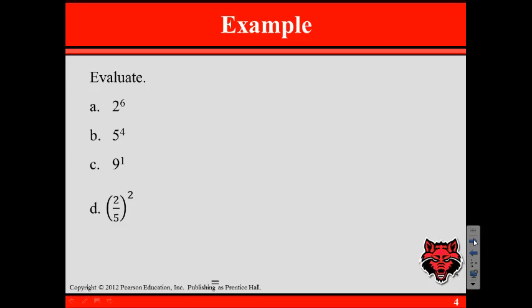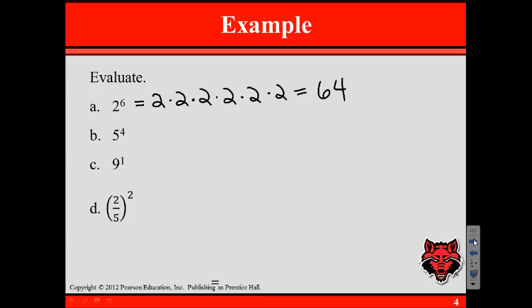Using that information, let's evaluate these 4 examples. So if we have 2 to the 6th power, that means we are repeating 2 6 times in multiplication. So I'll write my 6 2's with multiplication signs in between each. And using your head, using a calculator, one way or the other, we would find that 2 to the 6th power, or 2 multiplied by itself 6 times, is 64.